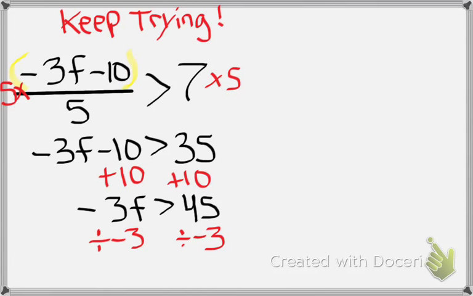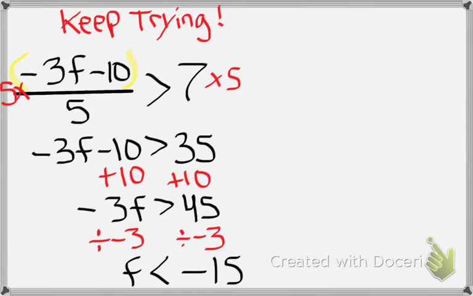Uh-oh, we're dividing both sides by a negative, so remember to flip the inequality. Positive divided by negative is a negative. 45 divided by 3, well, that's 15. We said we had to flip the inequality. So it's f is less than negative 15. And feel free to check your answer.